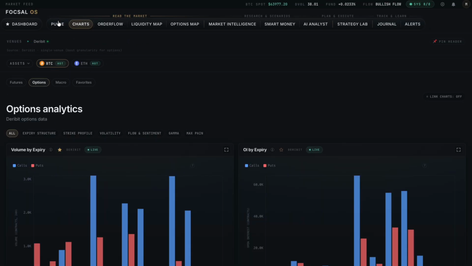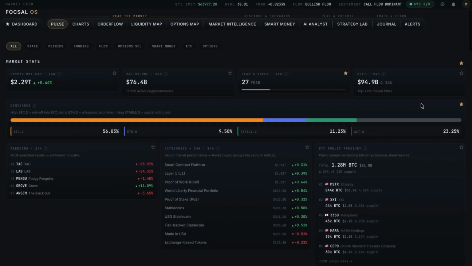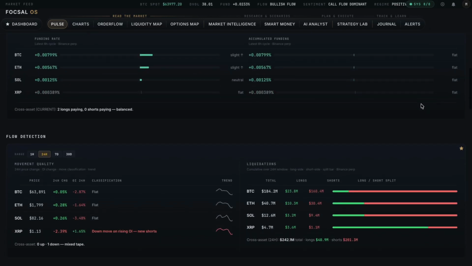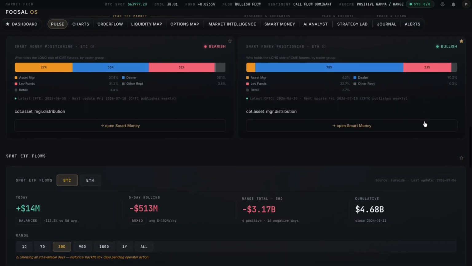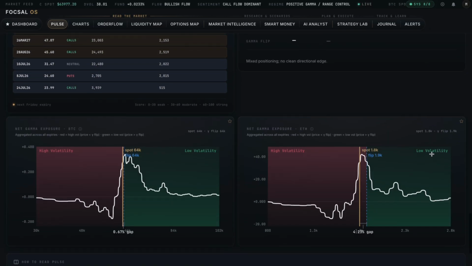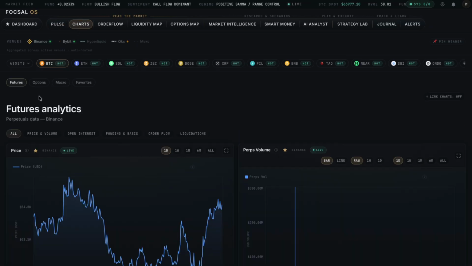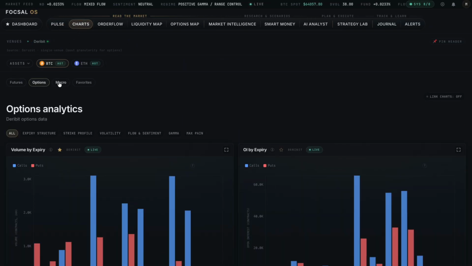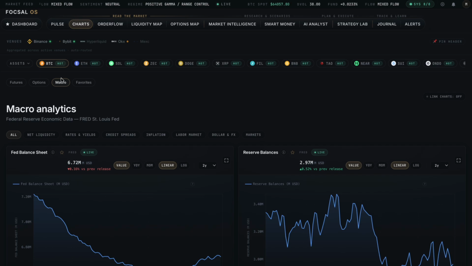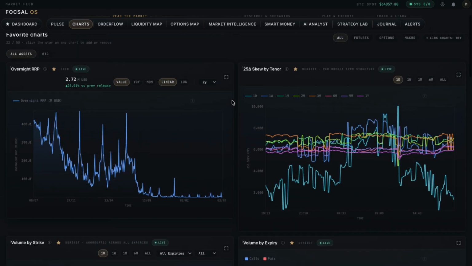Let's open the first group, reading the market. Pulse is the starting point. Macro and crypto on one screen. Sentiment, dominance, key metrics. At a glance, you know the market regime before you go deeper. Charts are charts, but with a layer of interpretation. Futures, options, and macro in one place, plus plain language readouts, not just what, but what it means.